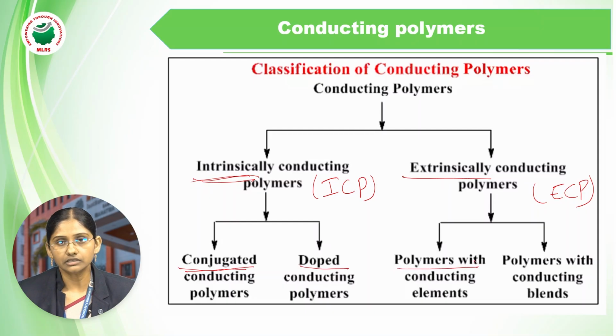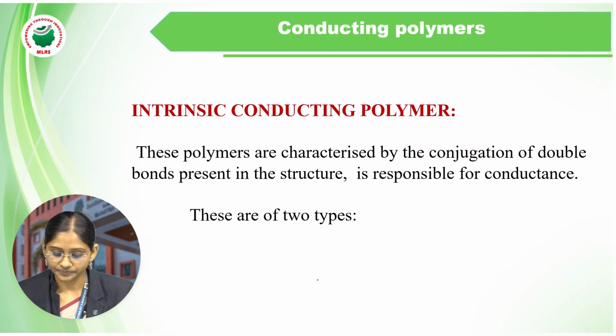The extrinsically conducting polymers are also of two types. One is polymers with conducting elements, that means conducting elements are filled in the polymer, called conducting element filled polymers. The next one is polymers with conducting blends, also known as blended conducting polymers. In this session, we will see all these classes of conducting polymers now.